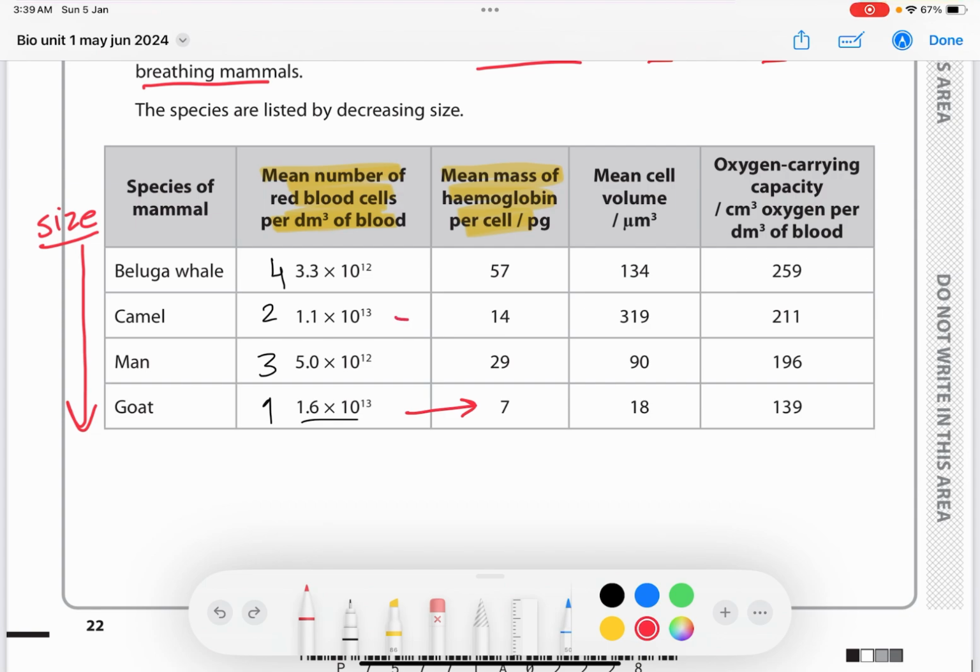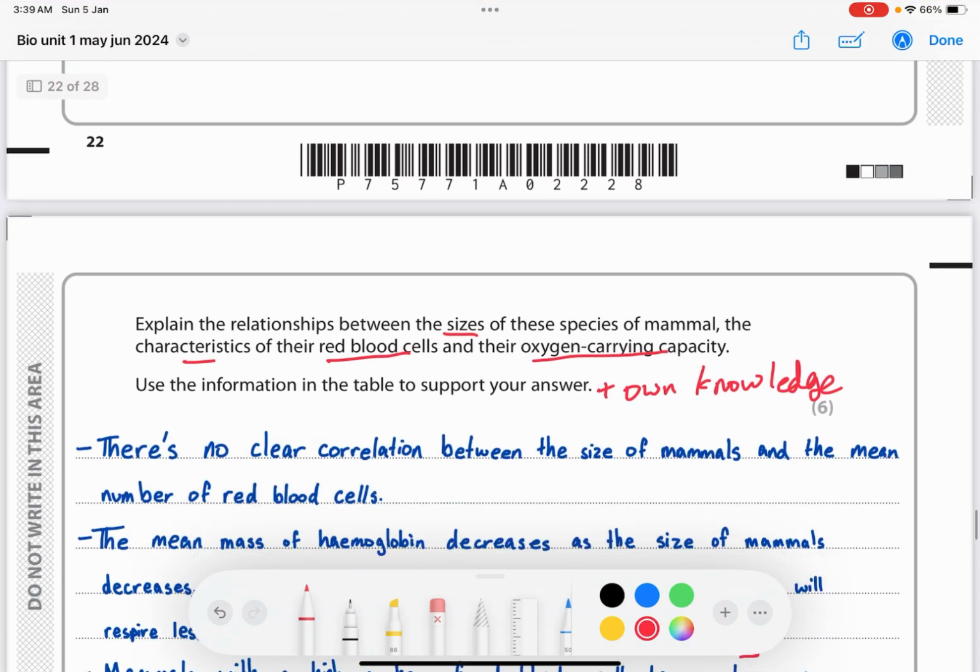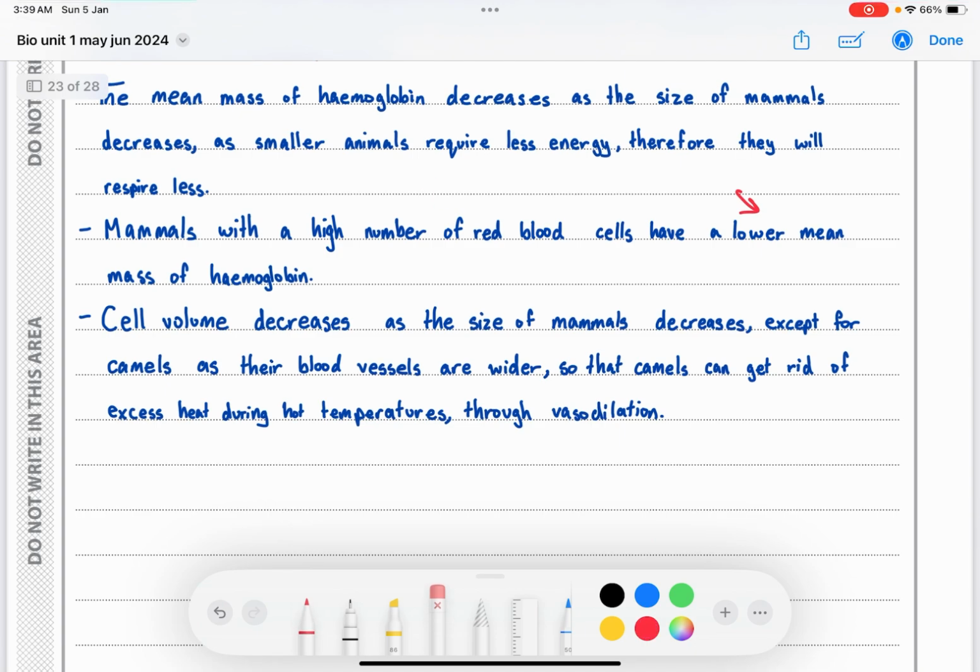The second highest here has a little more. Yeah, 14. The third highest has a little more. And then the lowest number of red blood cells has the highest amount of hemoglobin in it. So yeah, this is true, right? As the value of the mean number of red blood cells increases, the value of hemoglobin per cell decreases. So they're inversely proportional. That's the relationship that they have.